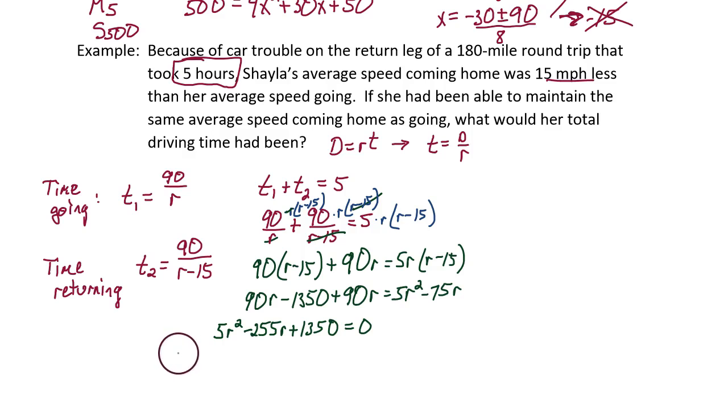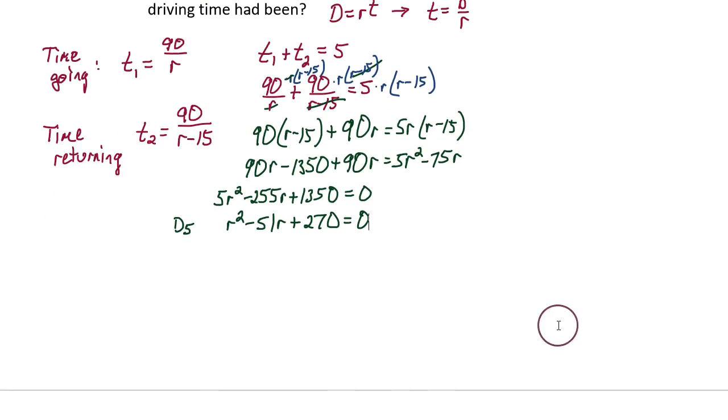Now before doing the quadratic formula, we can make this a little easier because everything seems like it divides by 5. So we have R squared minus 51R plus 270 is equal to 0. Let's solve this quadratic equation with any of the methods we know. It's possible it could factor, but I don't want to mess around with different combinations that make 270 and maybe add up to negative 51. Let's just go directly to using the quadratic formula.